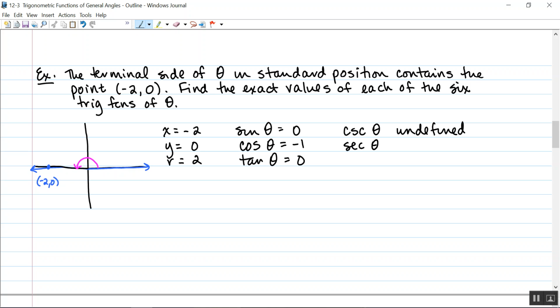Secant of theta is going to be r over x, which is negative 1. And cotangent of theta is going to be x over y, which is negative 2 over 0, which is also undefined. So the point here is that when you're dealing with one of these quadrantal angles, you're going to have some values that are undefined, some that are 0, 1, or negative 1.